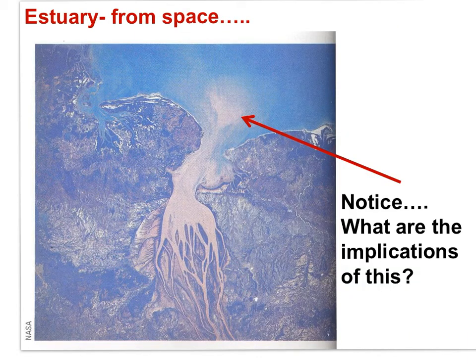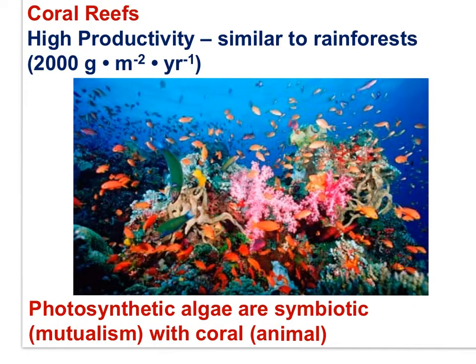Here's another image of an estuary, a photograph taken from satellite. Notice the plume of nutrients released by the river into the ocean. High levels of nutrients stimulate productivity in an estuary ecosystem. Coral reefs.